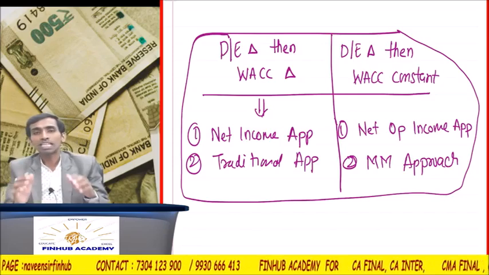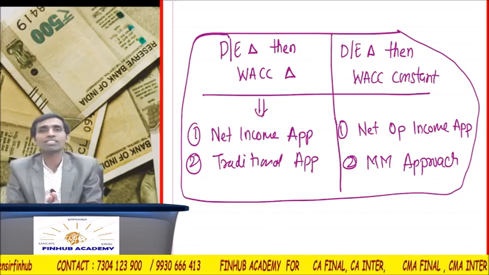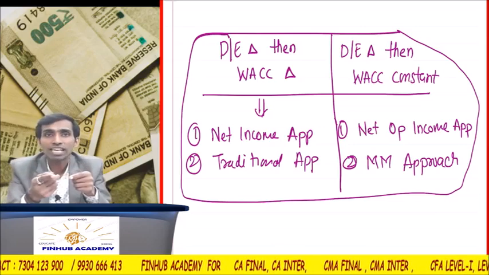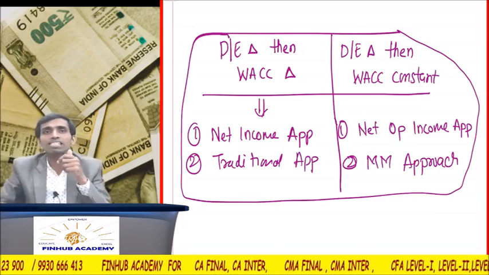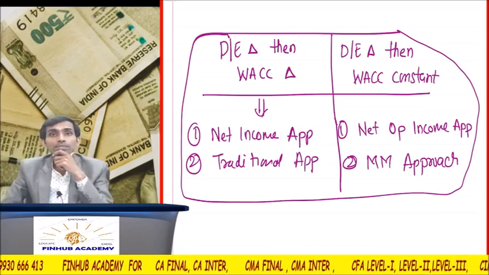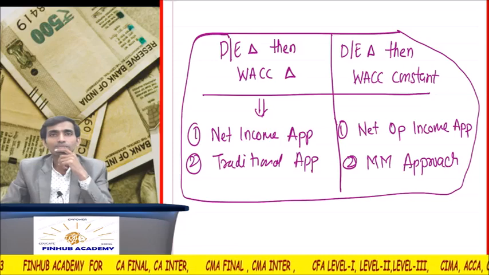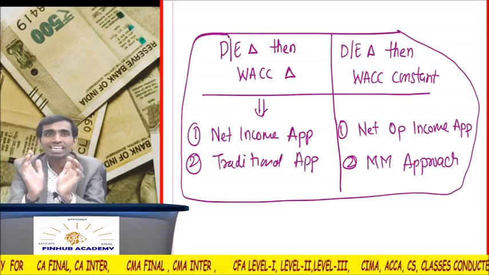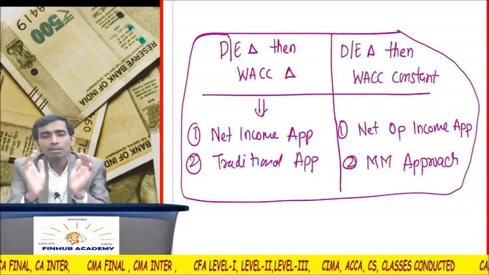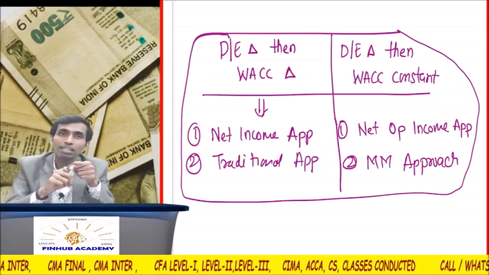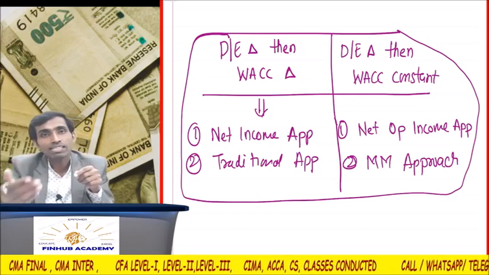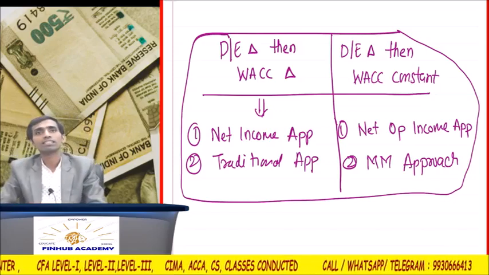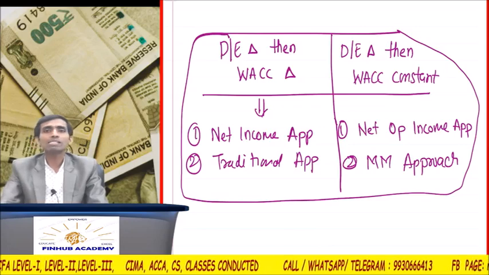Total capital employed will remain the same, but the proportion might change. Weights are changing, but the total is, let's say, 10 lakhs. If I am issuing debt, that means I am buying back equity. If I am issuing equity, I am redeeming the debt. Only then is it possible.